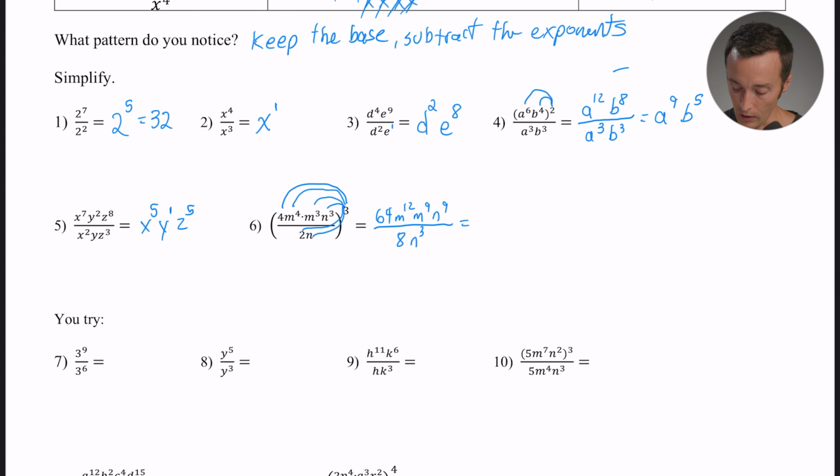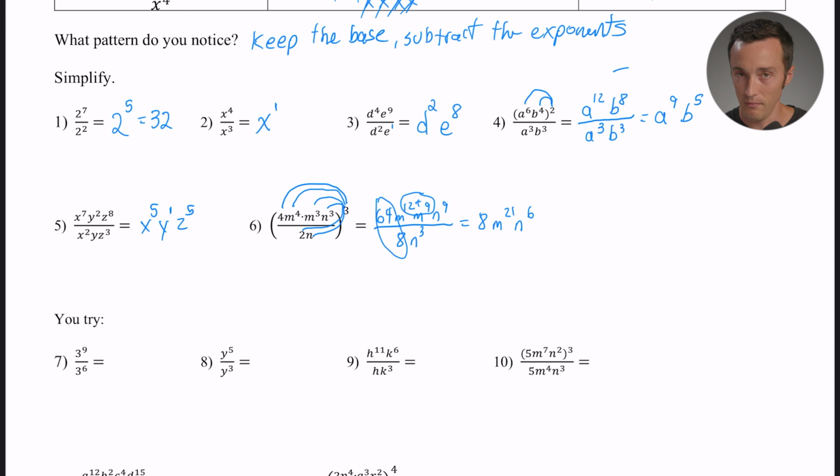So I'm going to do a few things all at once here. I'm going to simplify the 64 divided by 8 part. That's just 8. So my coefficients divide out to 8. Okay, if I look in the numerator here, I've got m to the 12th and m to the 9th. I'm just going to add those together. So that would make m to the 21st power. Then finally, I have to apply that rule that says that we subtract when we have fractions. So n to the 9th over n to the 3rd becomes n to the 6th power.